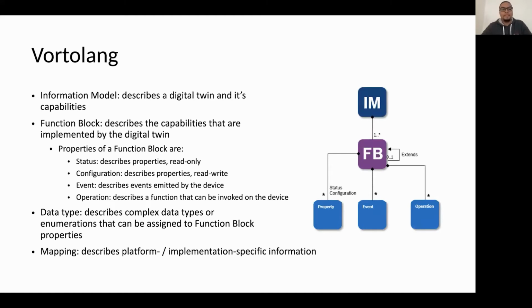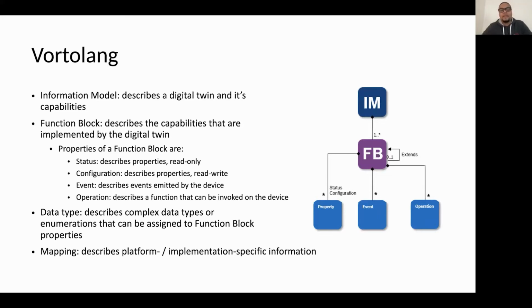Let's have a deeper look into Vortolang and see how it actually works. So Vortolang has several components. The top level component is the information model that describes the digital twin and its capabilities. One information model always has one or multiple function blocks. So the function blocks describe the actual capabilities that are implemented by the digital twin.